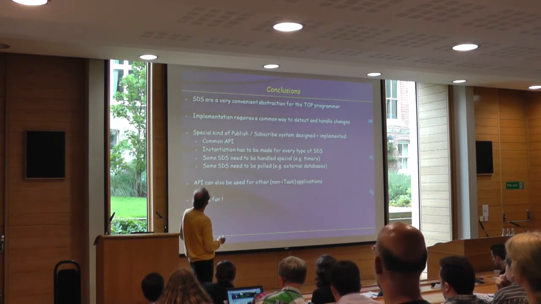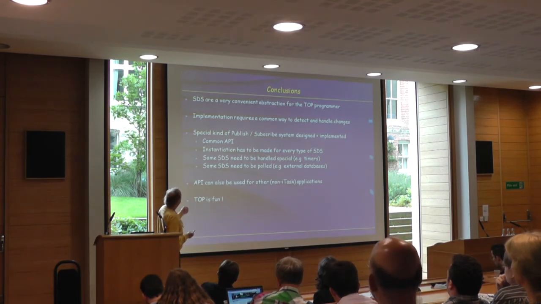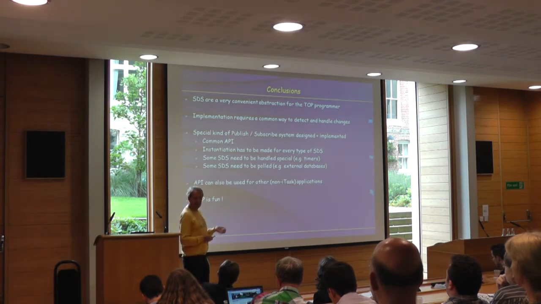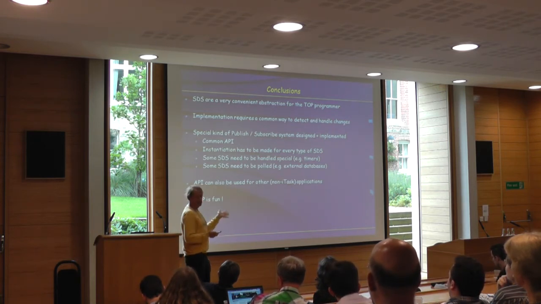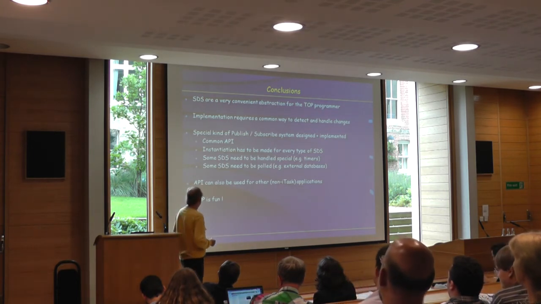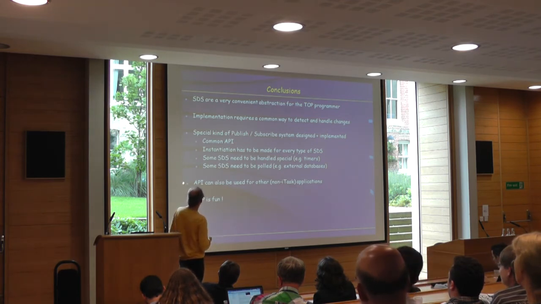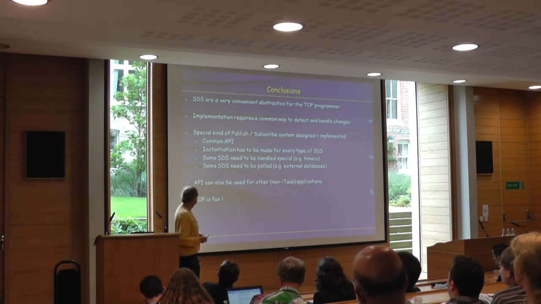Well, somebody has to think about it, so if you implement this thing, you have to make special versions of the API for every type of SDS you make. So the implementer has to take care of that. We're doing that. He has to make an instantiation for every type of the SDS. And for a time machine, you'll have to do something different than for systems that need to be called or whatever. Well, this is it. And the API I can also use for non-ICAS applications, but it was actually made for that. And, well, it's fun to program.